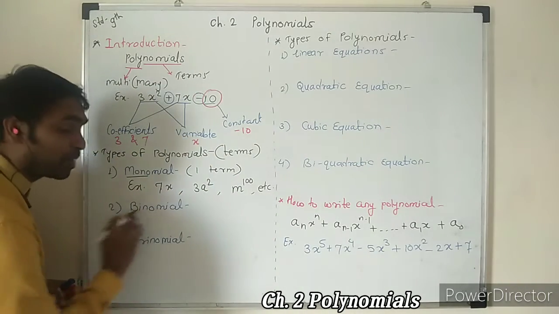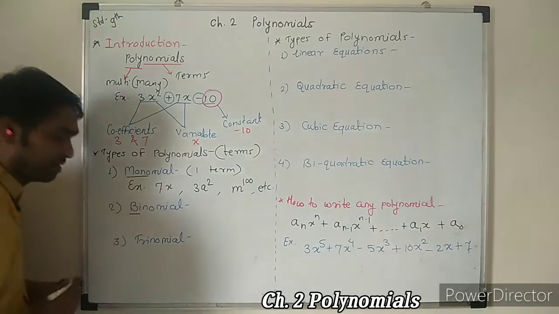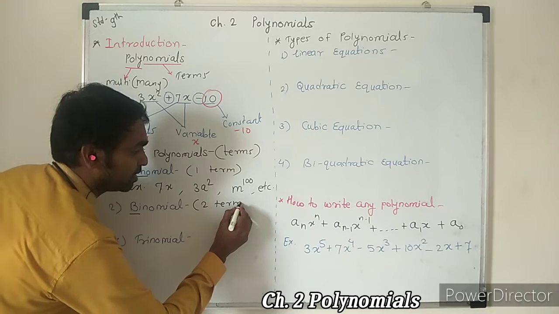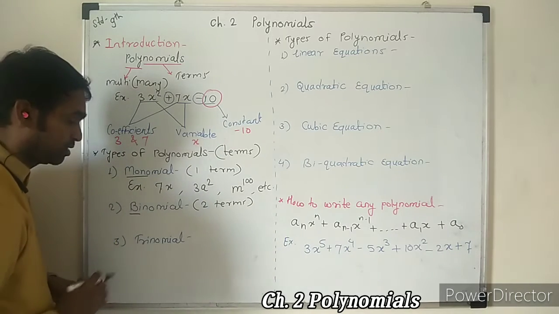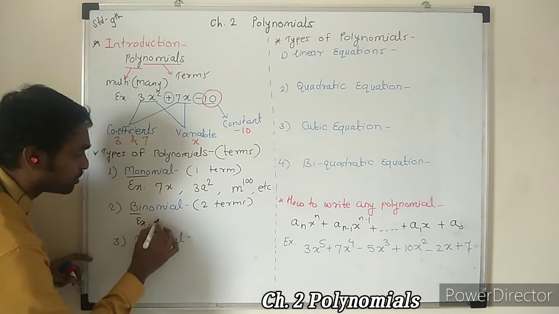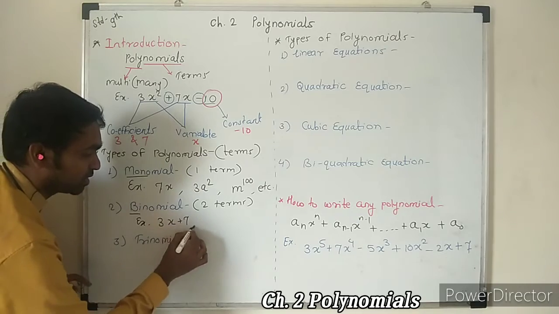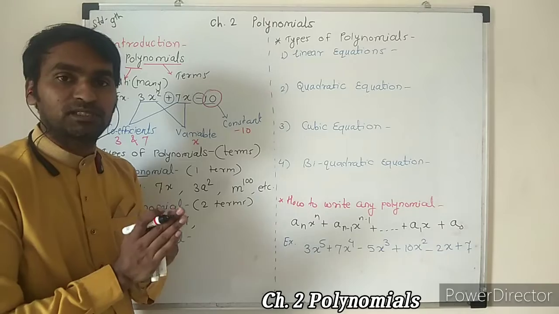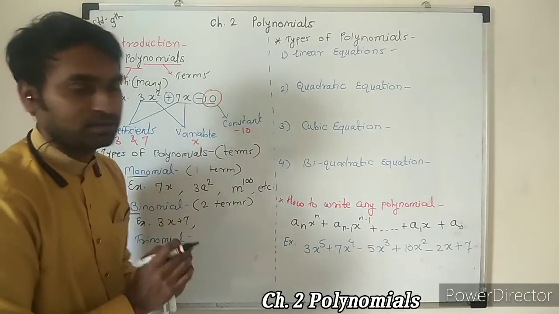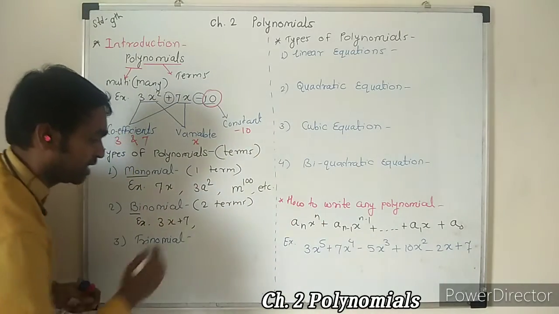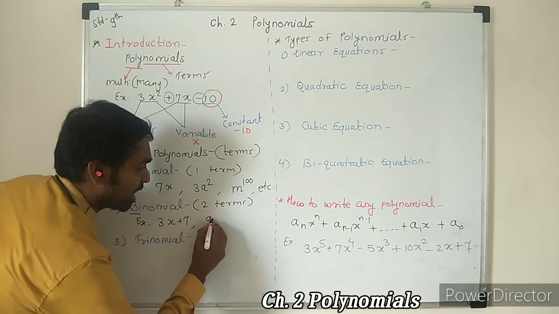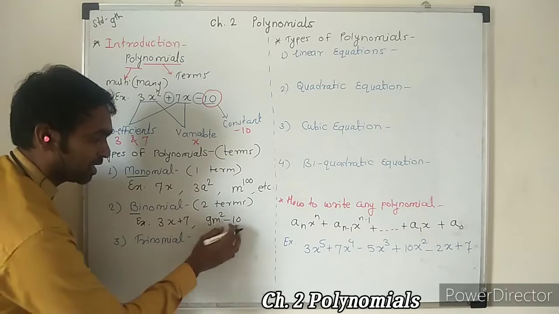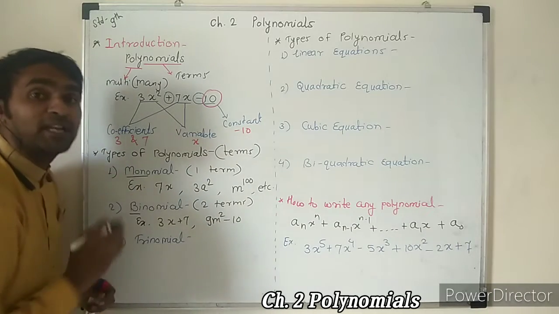Second, binomial. Bi means two terms in the equation. See the example: 3x plus 7. These two terms are connected by an operation, the plus or minus symbol. Next, one more example, suppose 9m square minus 10. Here two terms are there. It is called a binomial.